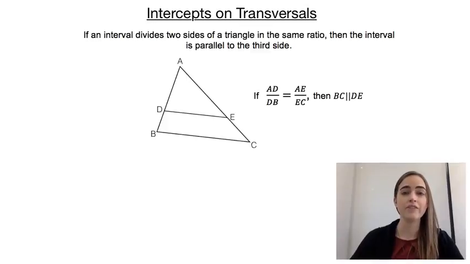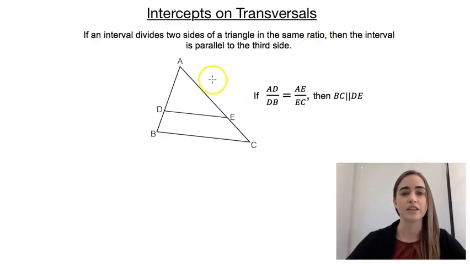In this video, I want to have a look at intercepts and transversals. So last lesson we looked at midpoints and intervals, and in this video we're going to expand that idea so that our intercepts, so these points D and E on this triangle, don't have to be the midpoints of A and B. So the first theorem that we're going to look at says if an interval divides two sides of a triangle in the same ratio, then the interval is parallel to the third side.